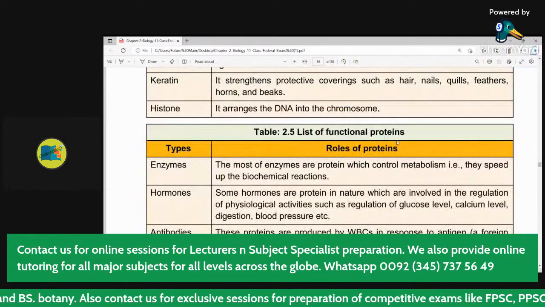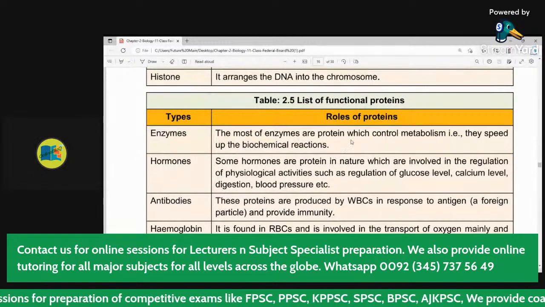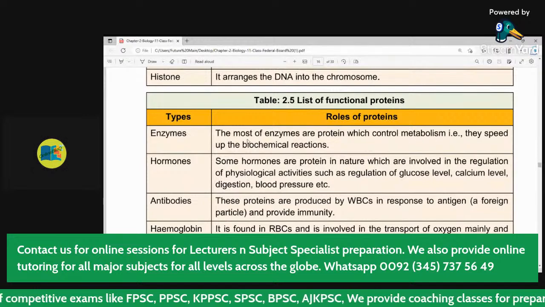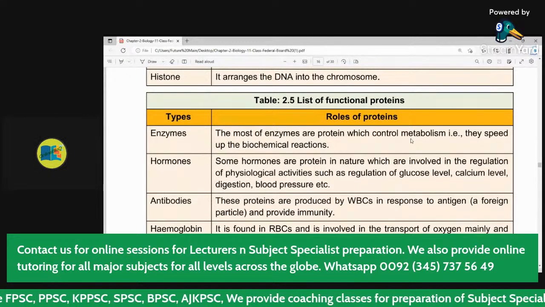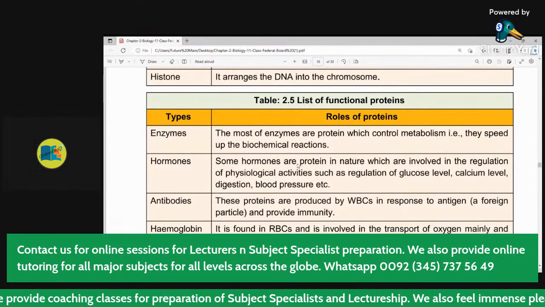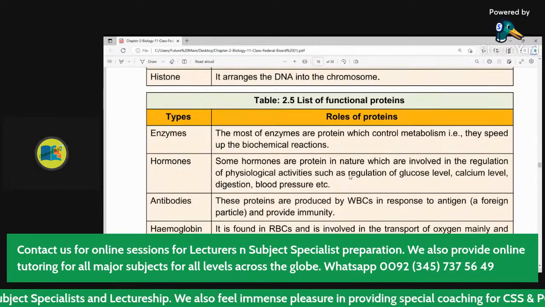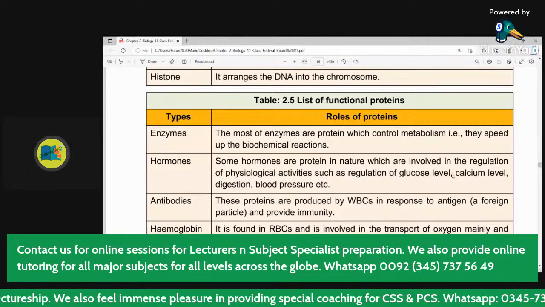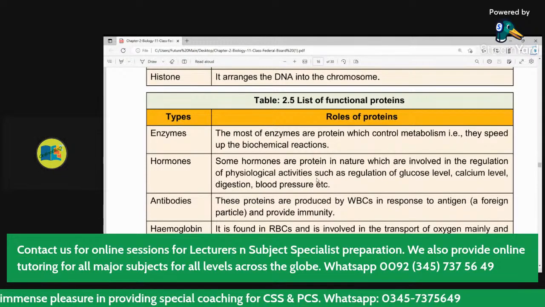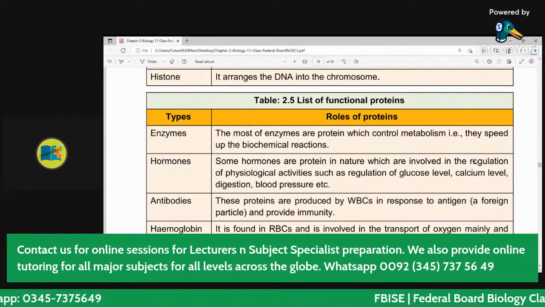Next is the list of functional proteins. There are enzymes. Most enzymes are proteins which control metabolism. They speed up the biochemical reactions. Next are hormones. Some hormones are protein in nature, which are involved in the regulation of physiological activities such as regulation of glucose level, calcium level, digestion, and blood pressure.